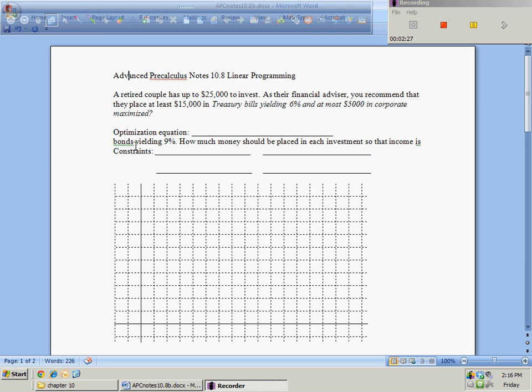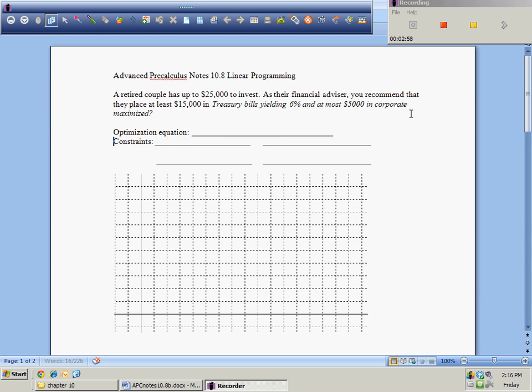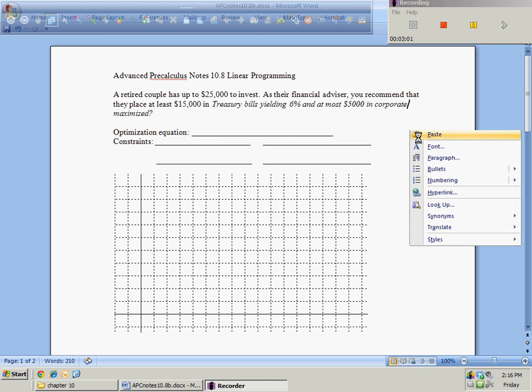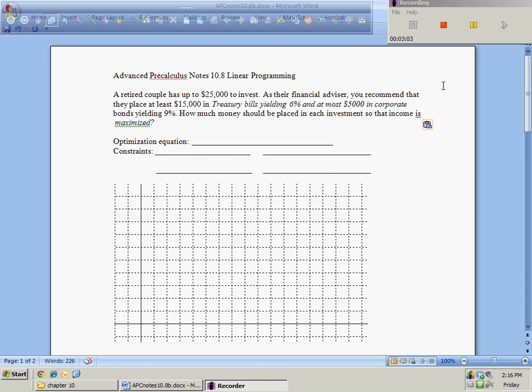In corporate bonds yielding 9%, how much money should be placed in each investment so that income is maximized? I could probably fix that. Let me move that. Somehow that got in corporate bond. So this sentence, I could probably do this, right? Cut. Paste. Did that work? There we go, right? That's how it looks on your sheet, more or less.